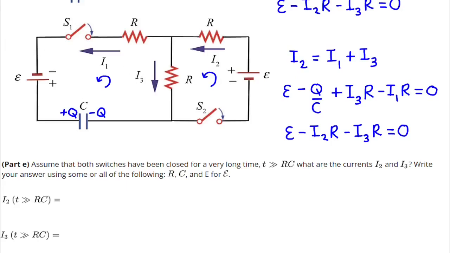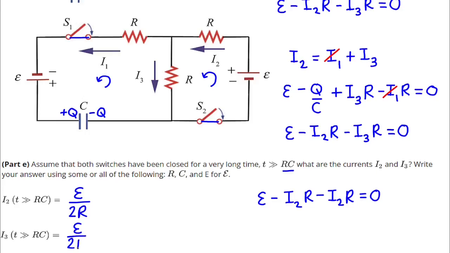And again we assume that both switches have been closed for a very long time, so t is much larger than the time constant. What are the currents I2 and I3? Well, as we said, I1 is equal to 0 because the capacitor is fully charged, so therefore I2 is equal to I3. And if we substitute for I2 into the lower expression, we have the EMF minus I2 by R minus I2 by R is equal to 0. So therefore the current I2 is the EMF on 2 multiplied by the resistance. And I2 is equal to I3, so I3 is equal to epsilon on 2R also.